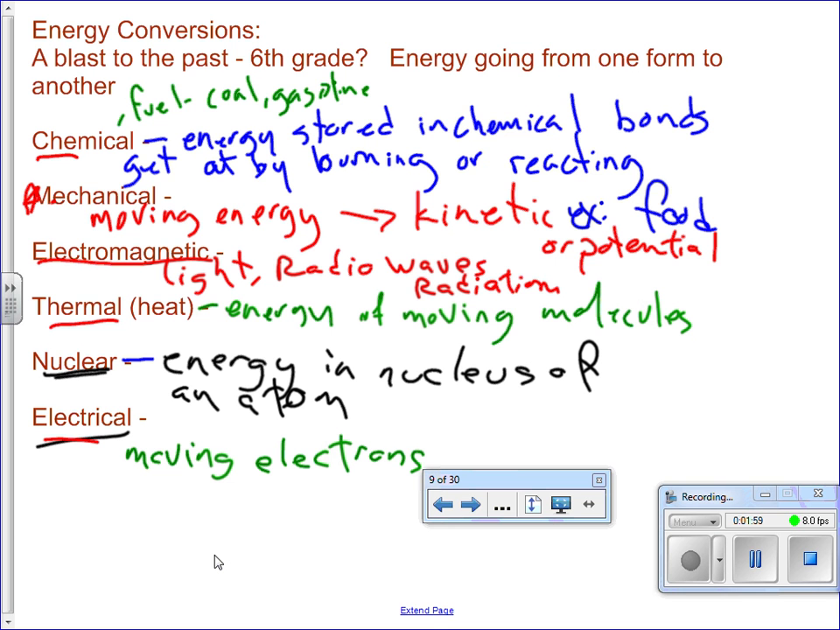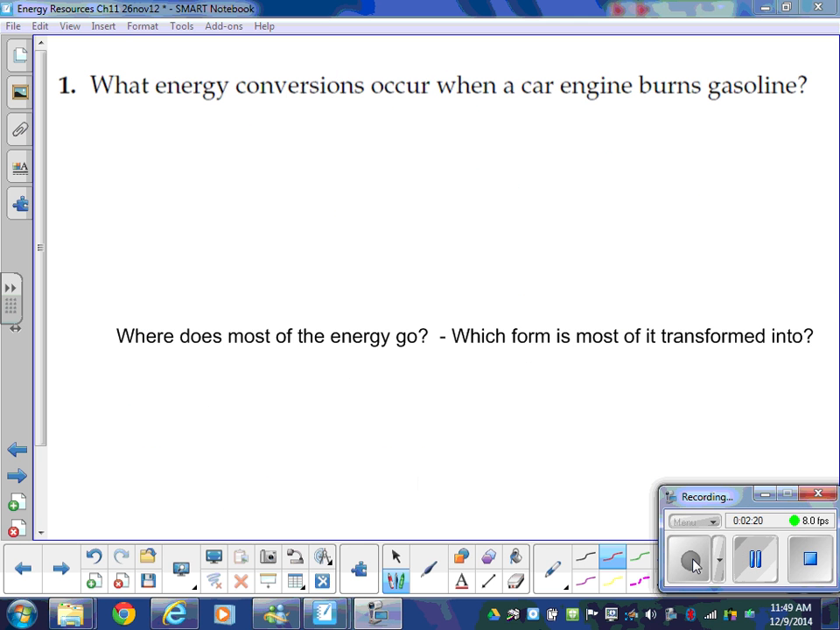Complicated. So the first question on the worksheet was, what energy conversions occur when a car engine burns gasoline? So what are you going to start with? Which type of energy to start with? Chemical. So we're going to start with chemical energy. So in the car engine, we start with chemical, and then what happens? What does it turn into?